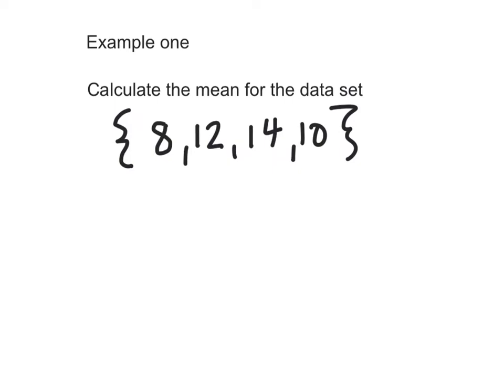All right, so example 1, calculate the mean for the data set. Well, step 1 is to add together the numbers. 8 plus 12 plus 14 plus 10. Well, those numbers would add up to a sum of 44.